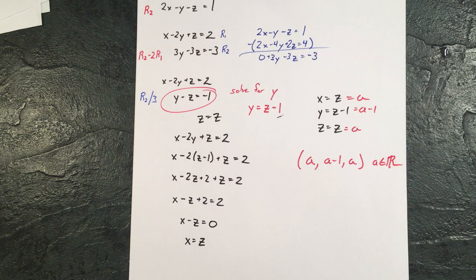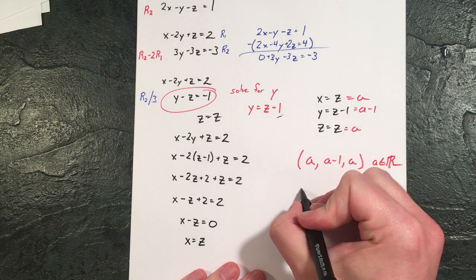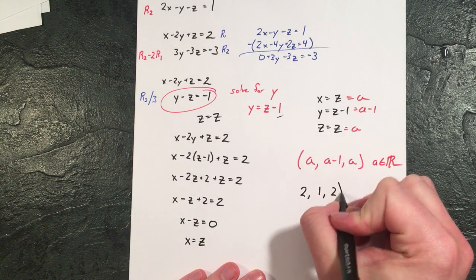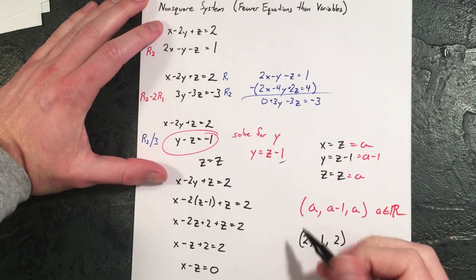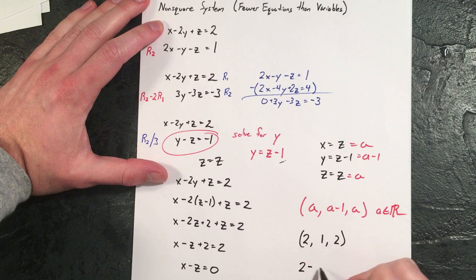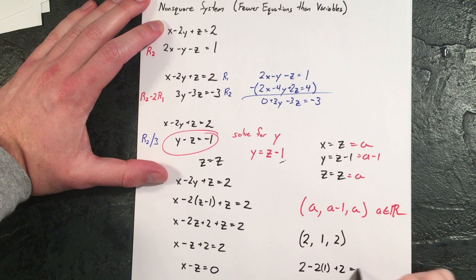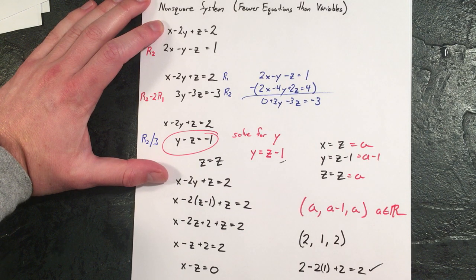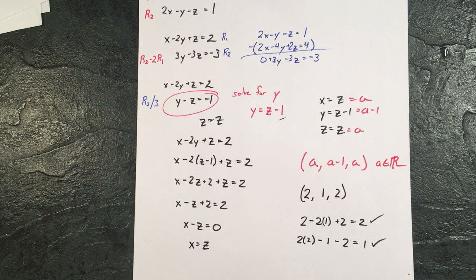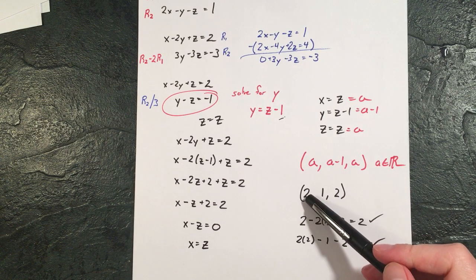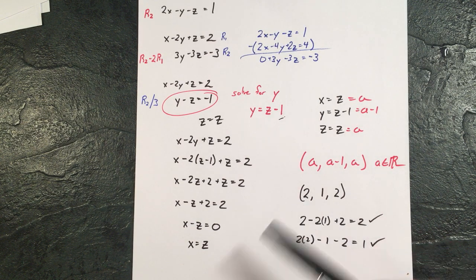So you can just pick some random number if you wanted. Let's say, for instance, a is 2. So we'd have 2, 1, 2. And this should work for both of these original equations up here. And I'll just give it a whirl with the first one. So 2 minus 2 times 1 plus 2, does that equal 2? It does. 2 times 2 minus 1 minus 2, does that equal 1? Yeah, it does. So this would work for any number. It didn't have to be 2 there. You could have picked 100, 13, 17, 38. Pick your favorite number there, and it's going to work out just fine.